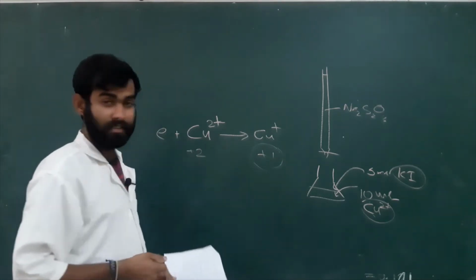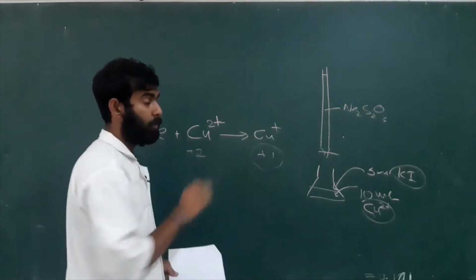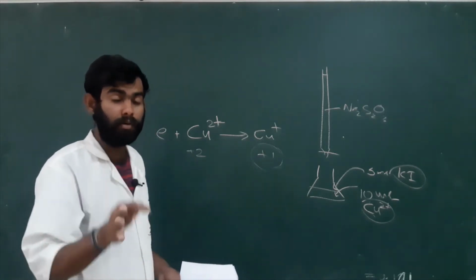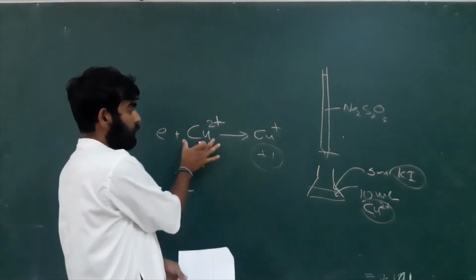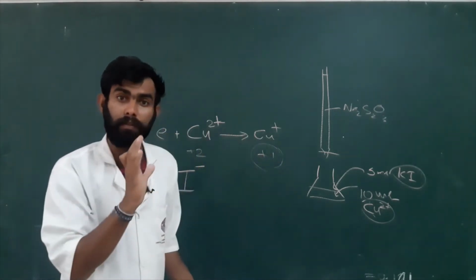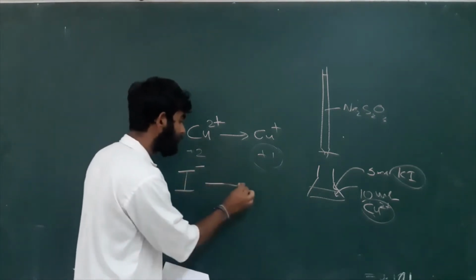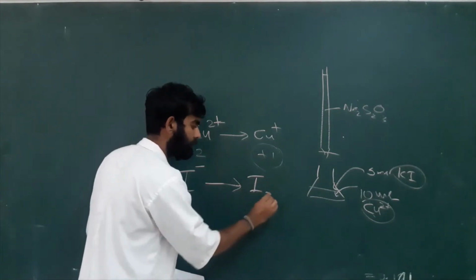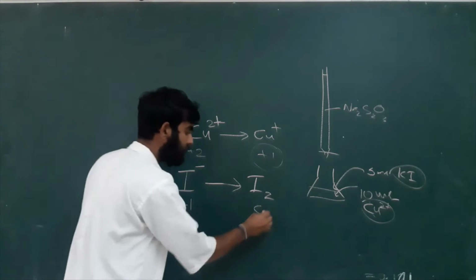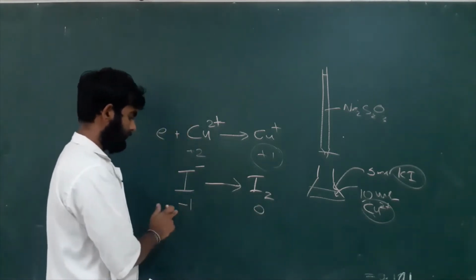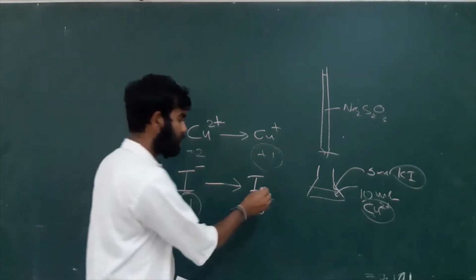After that, we have potassium iodide, so the important ion is I minus. When copper 2 plus reduces into copper plus, these iodide ions will oxidize into I2. Here the oxidation number is negative 1, here 0. So we have to add electrons.